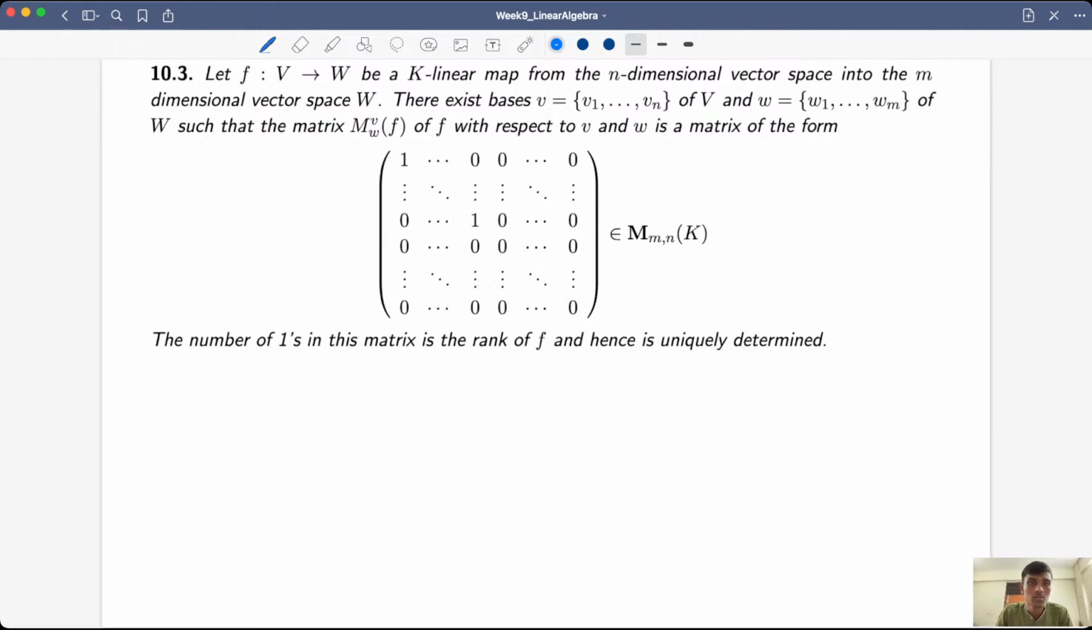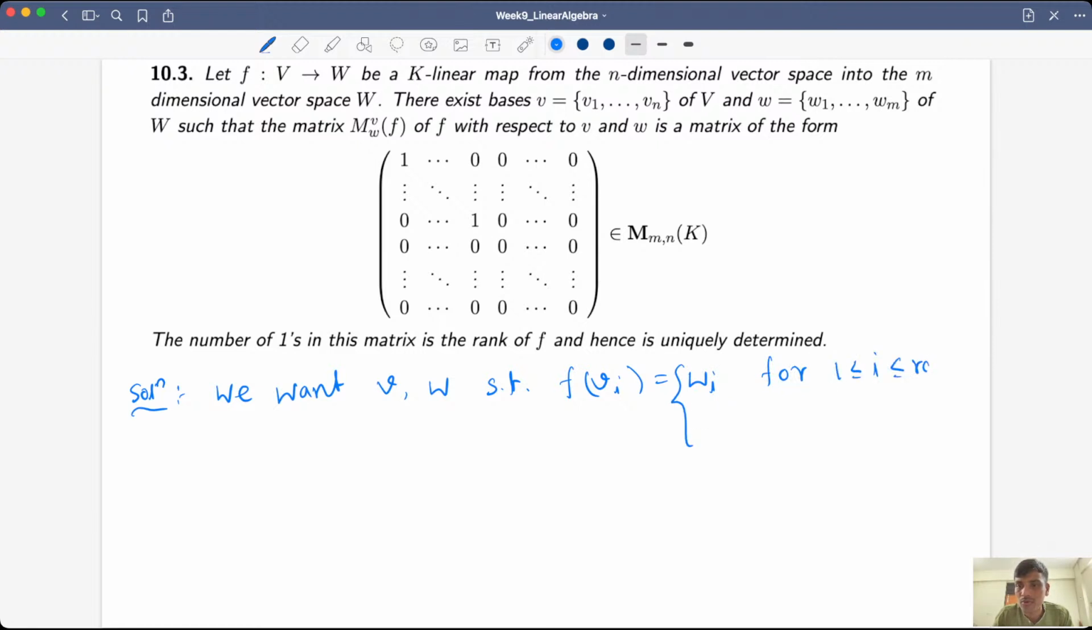Hence, from this representation I can see clearly that we want a basis v1, v2, ..., vn and a basis w1, w2, ..., wm such that F of vi is clearly wi for 1 ≤ i ≤ rank of F, and 0 otherwise. Then we are done, right?